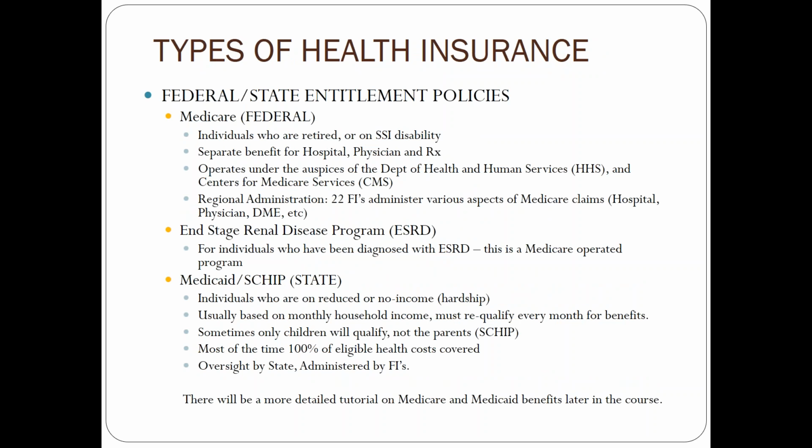Other types of health insurance, moving on, are your federal and state entitlement policies, such as Medicare, which is entirely federal, for individuals who are retired or who are on SSI disability. The end-stage renal disease program, which I'm sure you would not really have much to do with. Medicaid and SCHIP, which is the state children's health insurance plan. These are usually funded 50% by the state and 50% by the federal government, so it is still a federal program, and it does fall under the auspices of the Department of Health and Human Services, okay, as well as the state regulatory bodies that regulate the Medicaid program within your state.